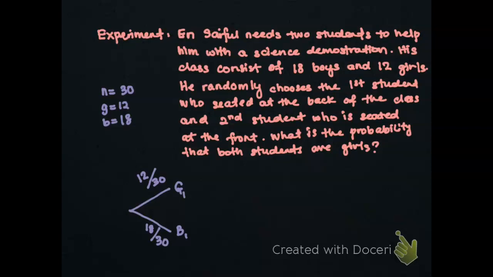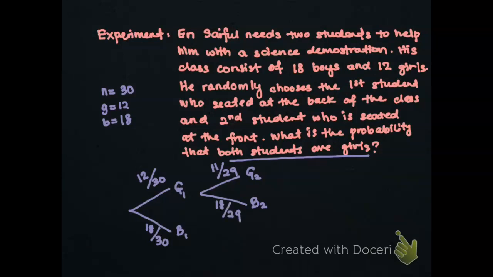Now, the situation here is that both students are girls. Let's say the first one you have chosen is a girl. For the second event, here I put it as G2. It will be either girl or boy. Once you have picked the first girl, the number of girls on the second event will reduce. So here you will have 11 over 29. In this situation, the number of boys remains the same except for the denominator. So it will be 18 over 29.